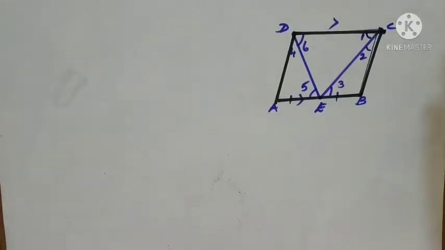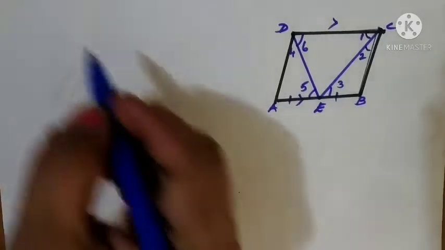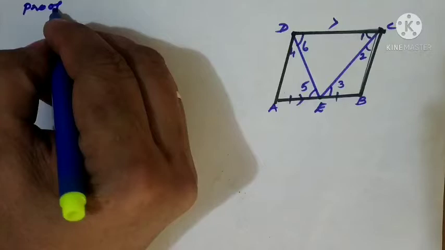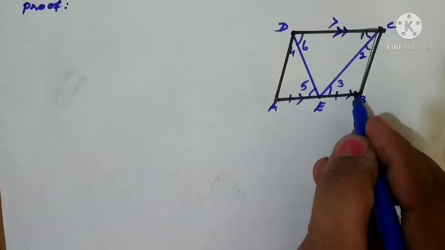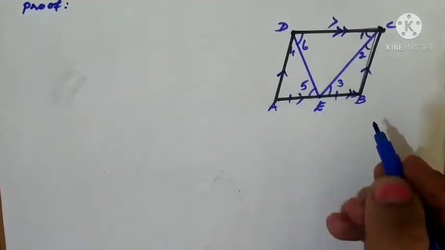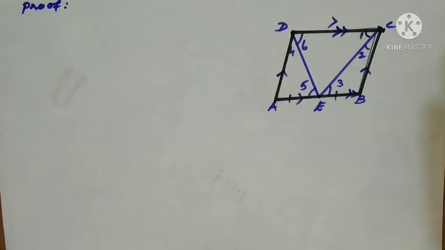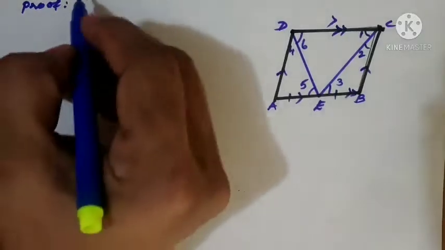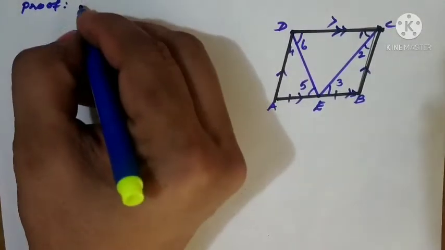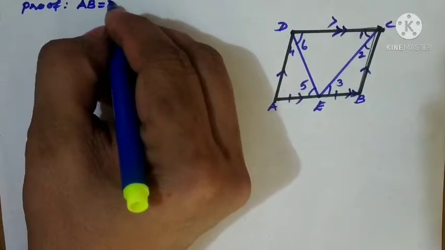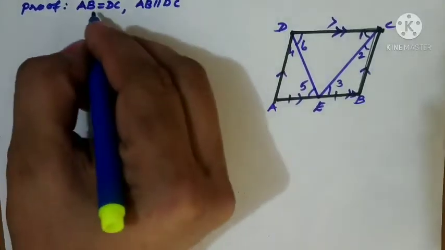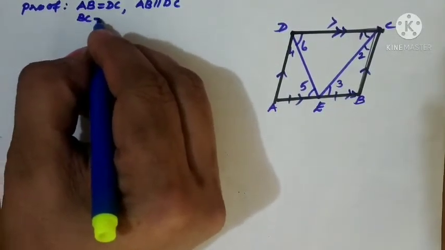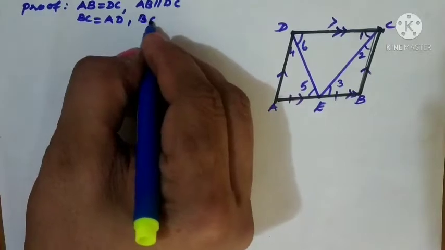So now I'll go to the proof. First, ABCD is a parallelogram. That is the point we have to use. So ABCD is a parallelogram, and BC is parallel to AD and AB is parallel and equal to DC also. We know that because they are opposite sides of the parallelogram, right? So I'll write here AB equals DC and AB parallel to DC. Similarly, BC equals AD, BC parallel to AD.